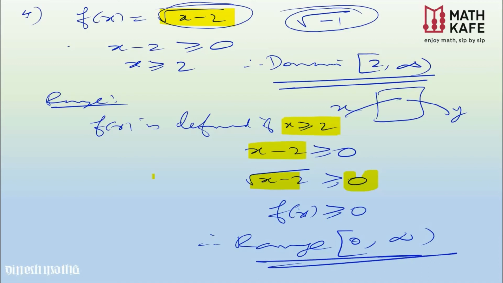For the domain, always a positive value under the root. That I made sure, so I got it as 2 to infinity. For range, I am using the condition for which the function is defined.